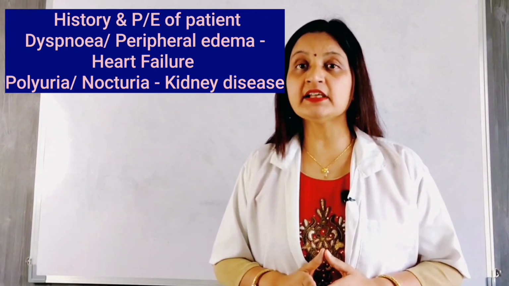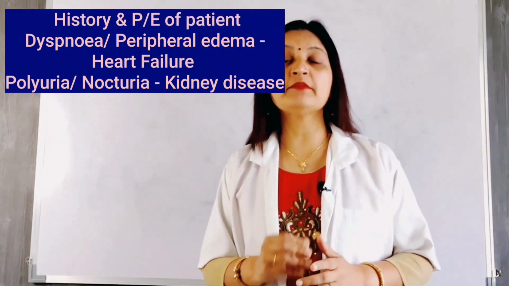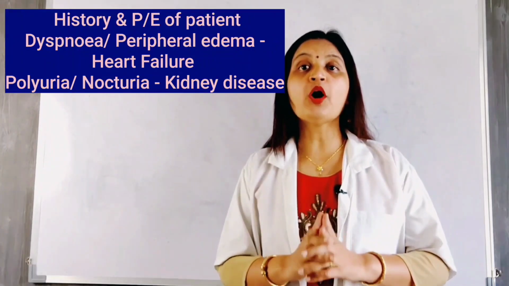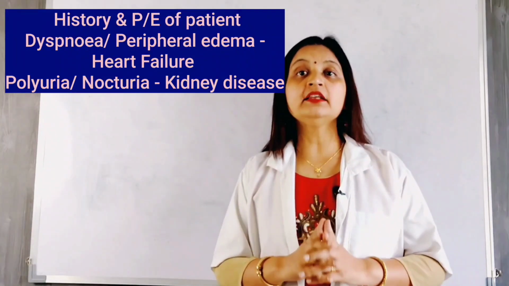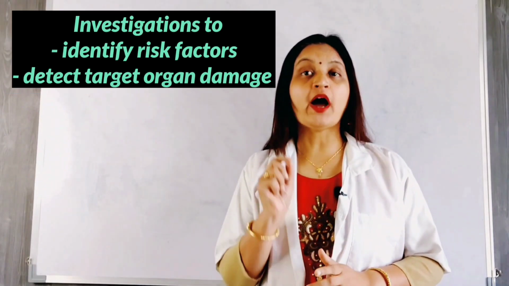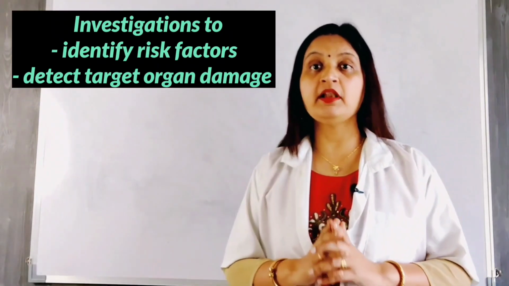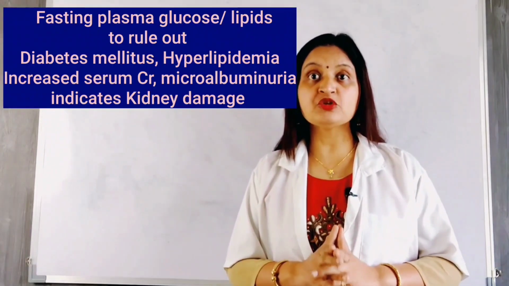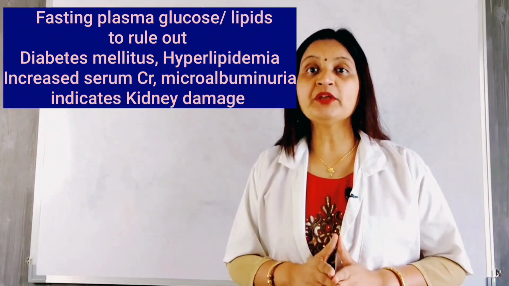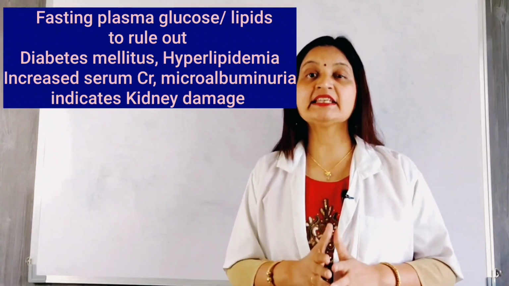Secondly, history taking and physical examination of the patient is important. Signs and symptoms such as shortness of breath, peripheral edema may suggest heart failure. The patient may complain of polyuria or nocturia, and this points towards kidney disease. Investigation should be performed to identify risk factors and detect target organ damage. For example, fasting plasma glucose and lipids help to exclude diabetes mellitus and hyperlipidemia. Microalbuminuria and urine examination and rise in serum creatinine indicate kidney damage.